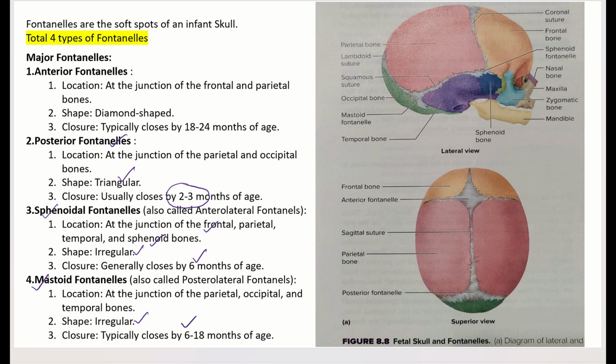So this was all about the fontanelles. Here in the image, you can see the fetal skull and the fontanelles in the diagram.